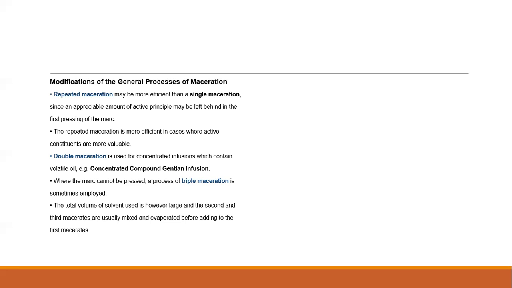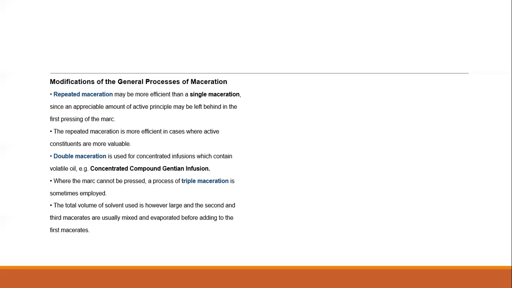The repeated maceration is more efficient in cases where active constituents are more valuable. If your active constituent is a valuable one and its production is scarce, so scarcity is there, you will try to get out the maximum product or active compound from there. So you do the double maceration, or you repeat the maceration.